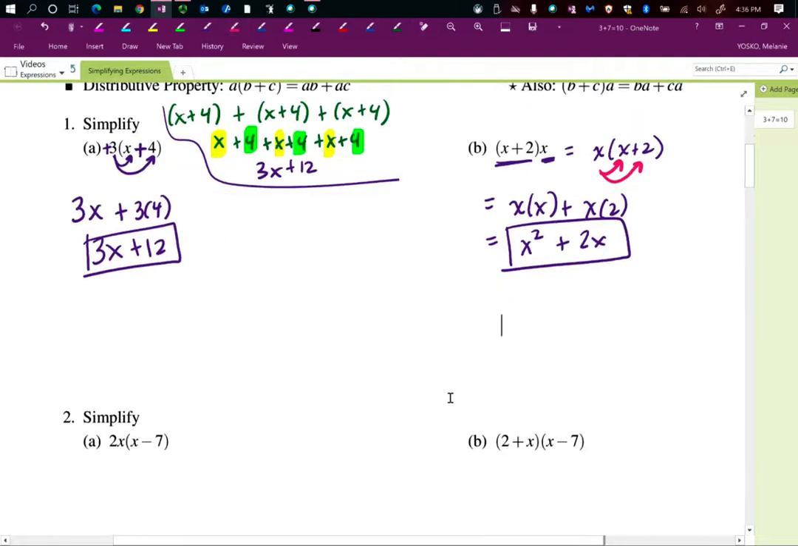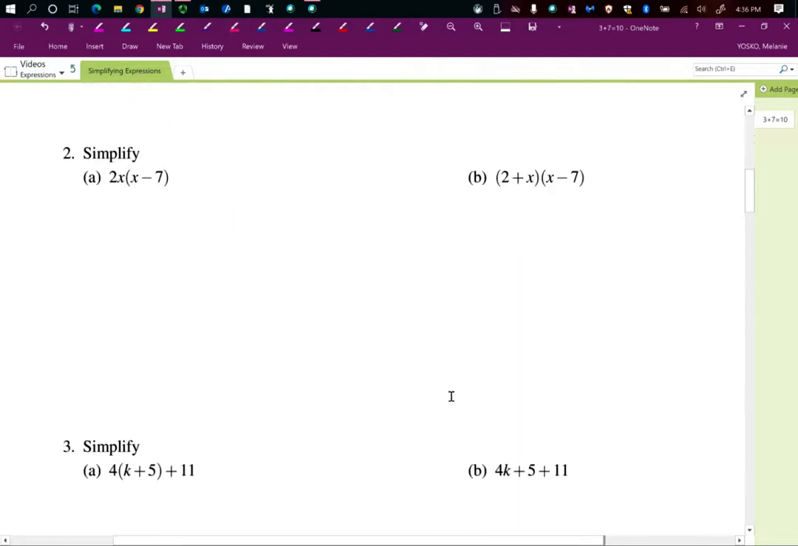Okay, let's try another one. Simplify 2x times x minus 7. Okay, be very careful here. 2x is a product, and this is another term. So you're actually multiplying three things together. Do you see it? We have a 2, we have an x, and then we have this term x minus 7. We're multiplying all of them.